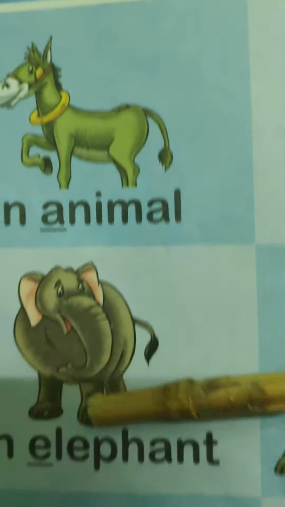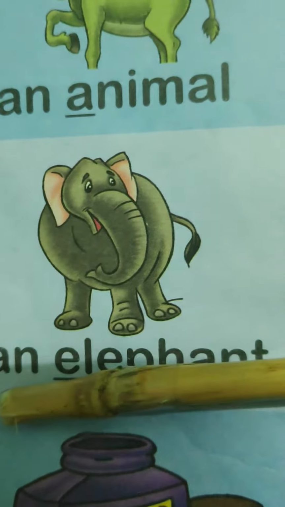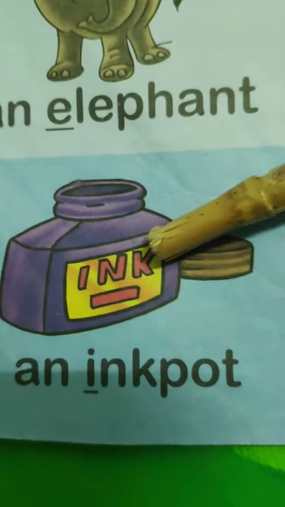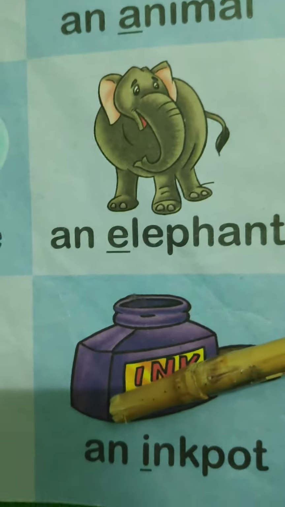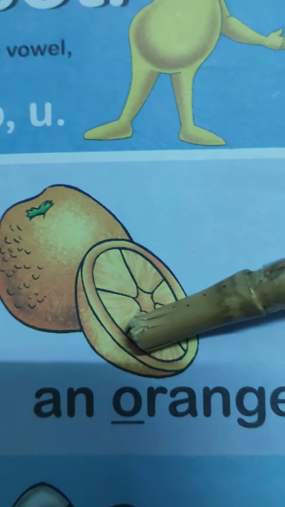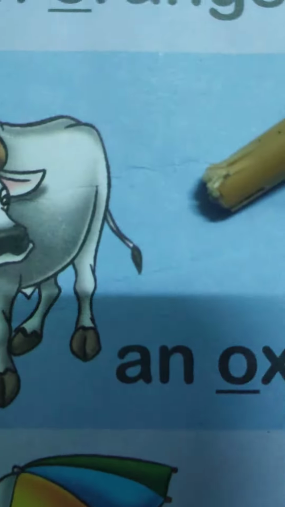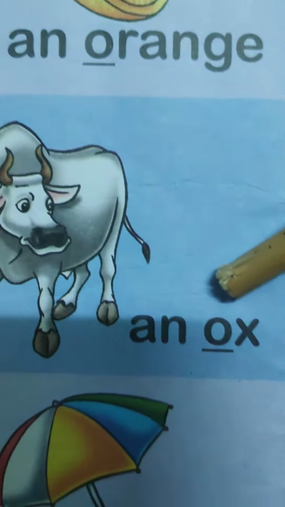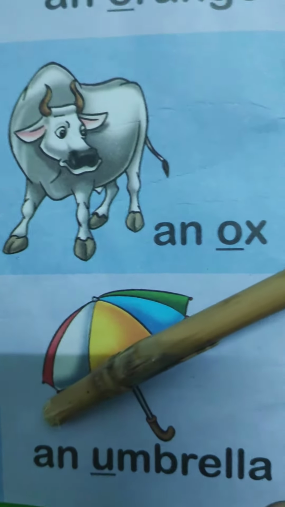E. Elephant. It starts with E. So you have to write an elephant. Ink pot. It starts with I. So you have to write an ink pot. Orange. It starts with O. So you write an orange. Ox. Starts with O. An ox. Umbrella. It starts with U. So you have to write an umbrella.